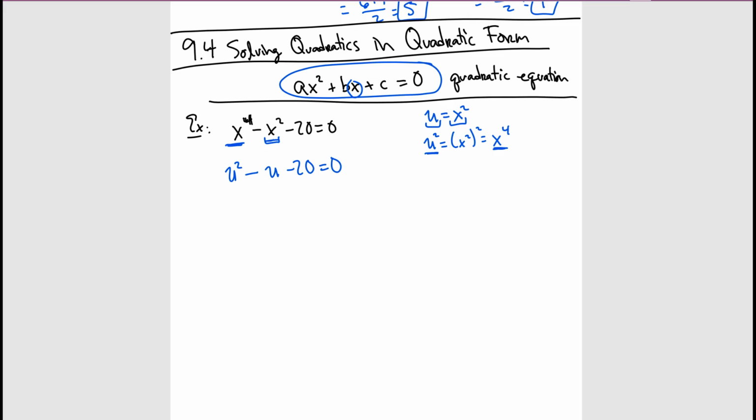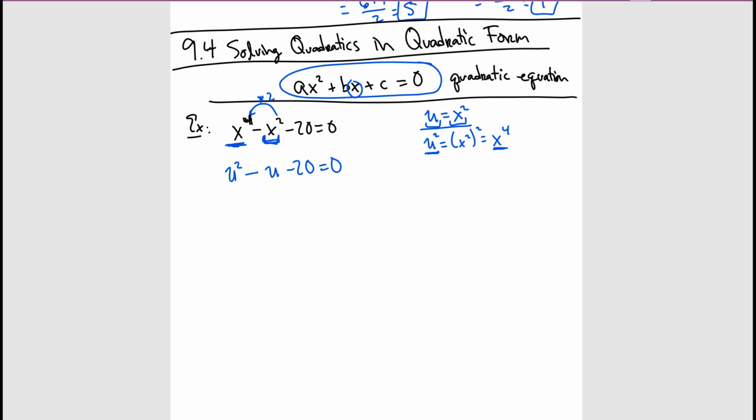One way to know if it's a reducible quadratic, if you can rewrite it as a quadratic, is if the exponent on the first term is 2 times the exponent on the middle term. So if I take 2 and multiply that by 2, I'm going to get a 4. So I can reduce it. The way that you reduce it is you let the middle term equal u, and then your u squared is going to equal the other portion. And that's how you get this.